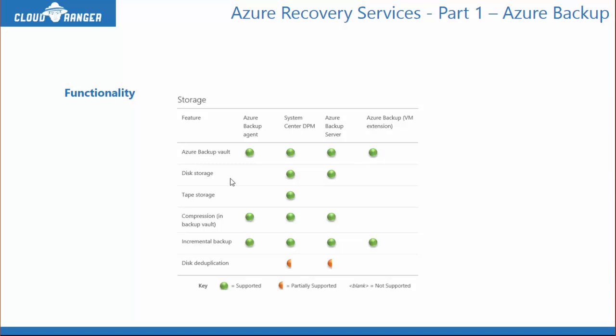Obviously, your on-premise solution can do disk storage, tape storage. It can do your compression in the backup vault, incremental backup, and some deduplication. I know Commvault will do deduplication for you.